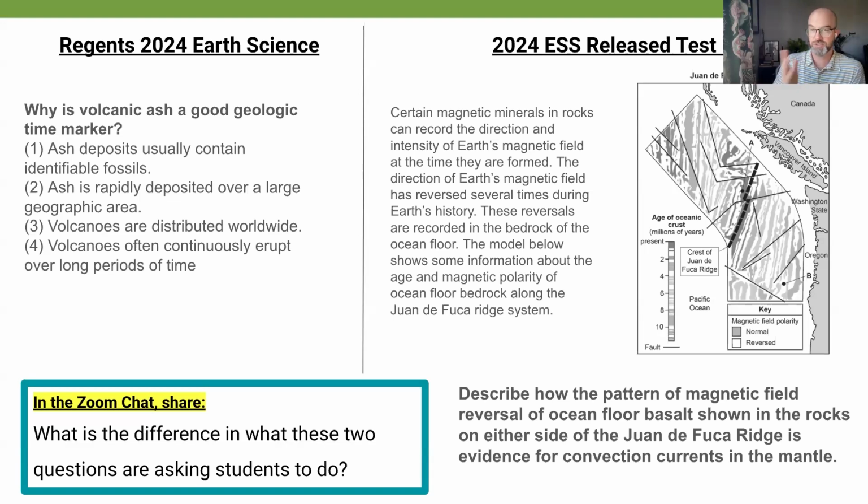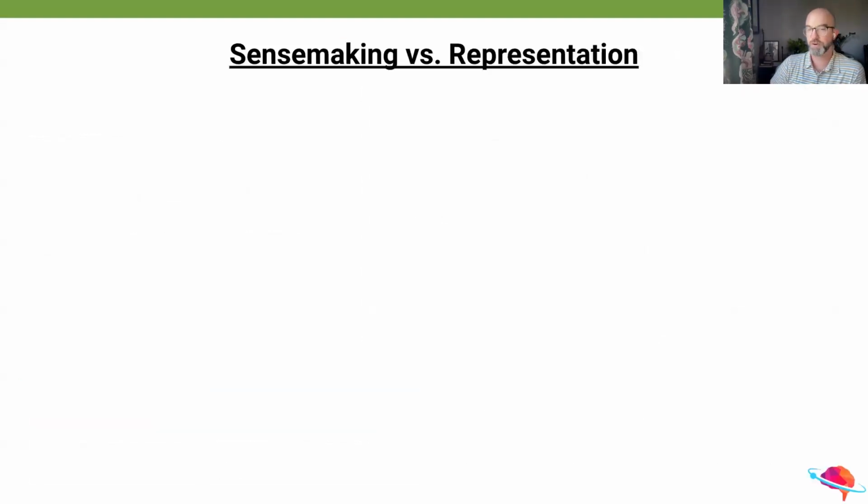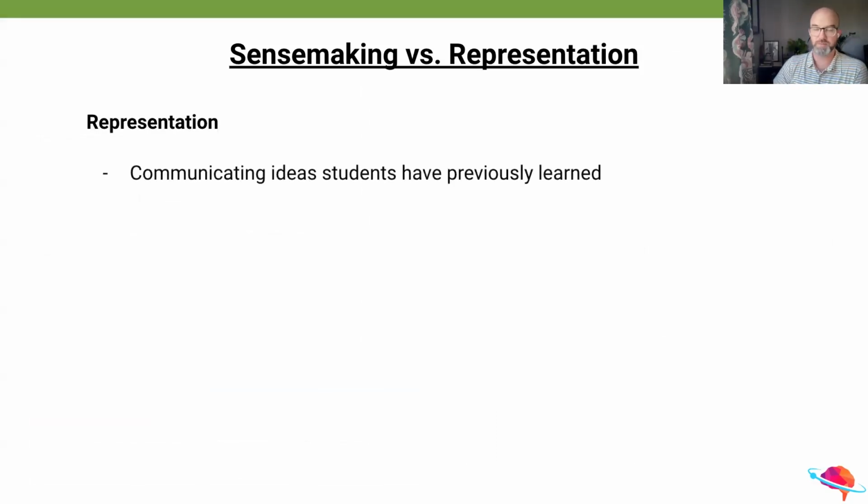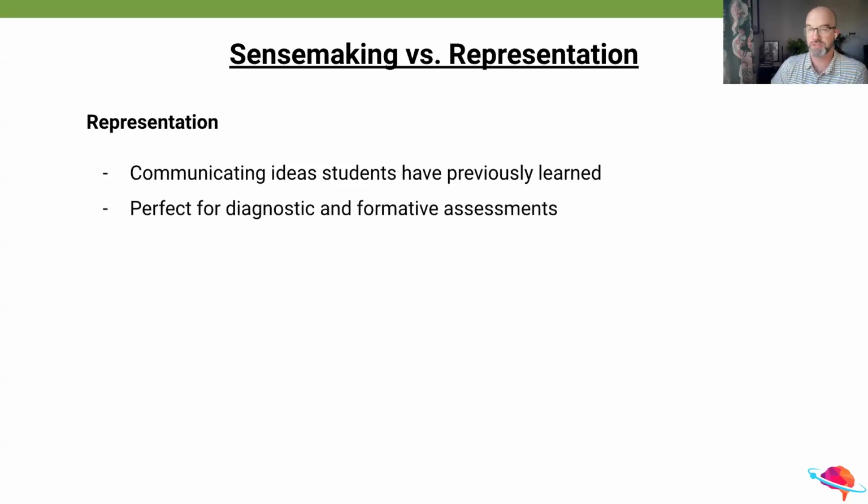And so the differences between these questions, I also want to give a more simplified explanation. I think that they can be referred to as either representation questions or as sense-making questions. Representation questions are kind of what the Regents is looking at. So it's communicating an idea that students have previously learned. Volcanic ash is this. That's how we can use it to show or track geologic time. It's great. We should know that students know things.